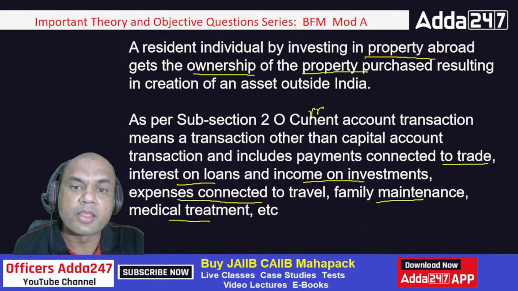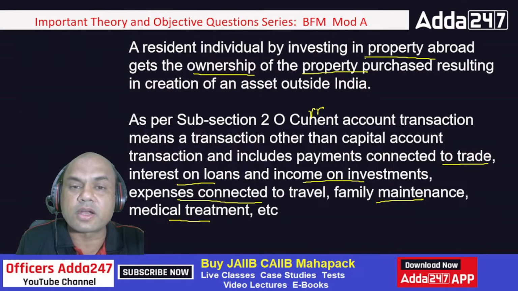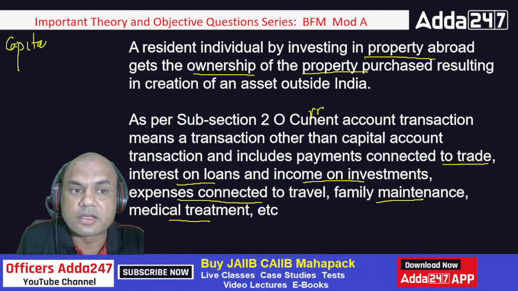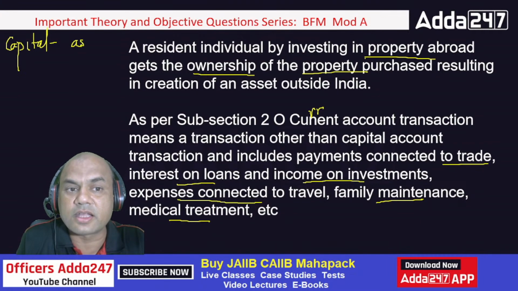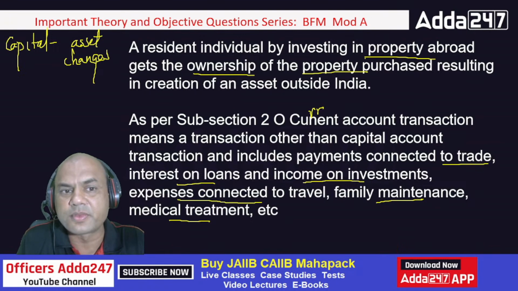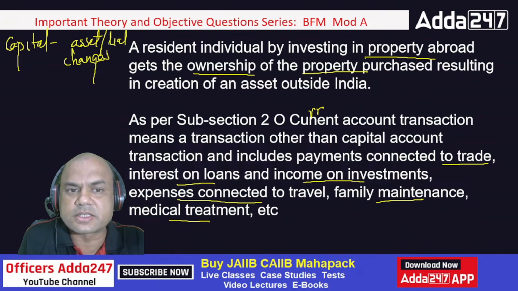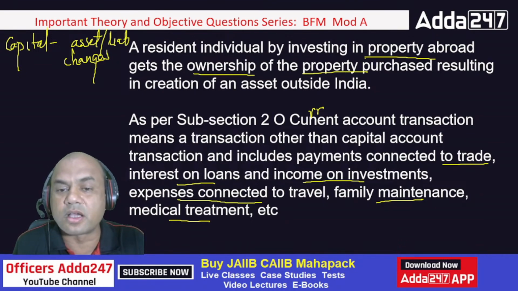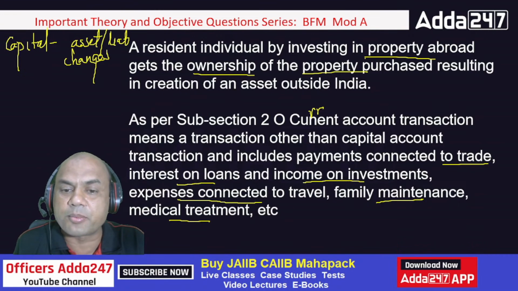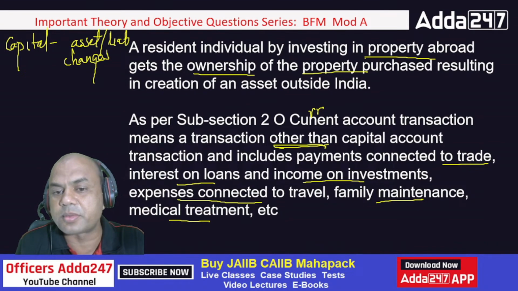Now, current and capital: what do they mean? Capital means the asset is changed. I'll write it over here. Capital means the asset changes, and here the asset is not changed. Asset or liability, both. Even a liability changes immediately. So what does current mean? Other than capital, anything.